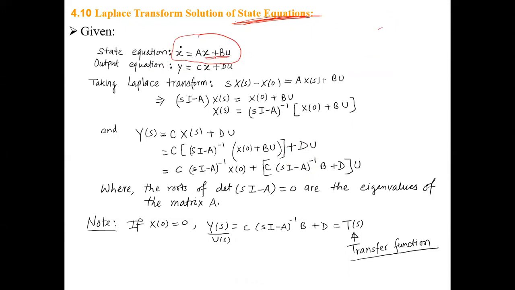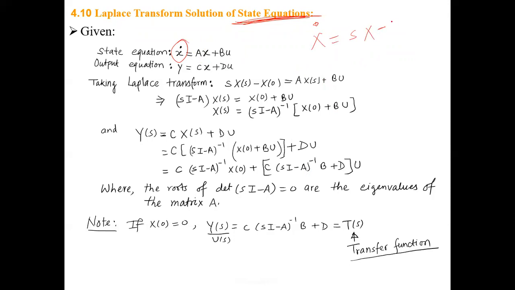So what is on the right hand side? Let's do the right hand side first. So A capital X, then B capital U. That's your right hand side. How about left hand side? Left hand side you have x dot. What is the Laplace transform of x dot?